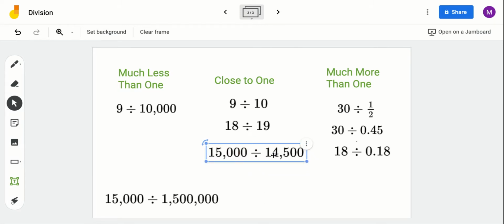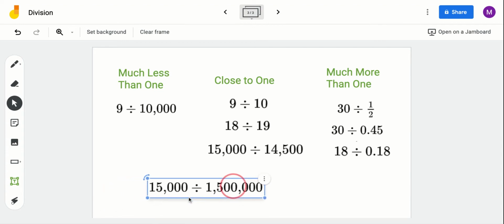All right, now we got this big one here. 15,000 divided by 14,500. Well, 14,500 is 500 less than 15,000. And so even though it's 500 away from here, it's actually fairly close to it given the size of the number. So this one, I'm going to put that it's close to 1. 15,000 divided by 15,000 would be equal to 1. 14,500 is 500 less than that, but because the numbers are so large, this is actually going to be relatively close to 1.